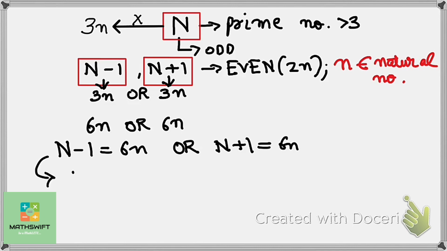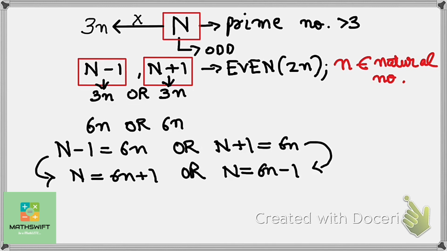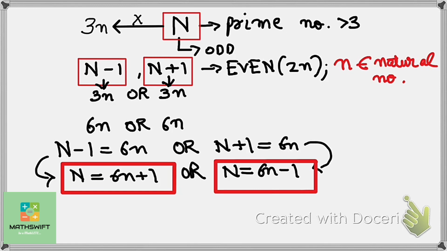Rearranging the equations, we can write n as either 6n plus 1 or 6n minus 1. The two equations can be combined and written as n is equal to 6n plus minus 1. This is the equation that I was talking about.